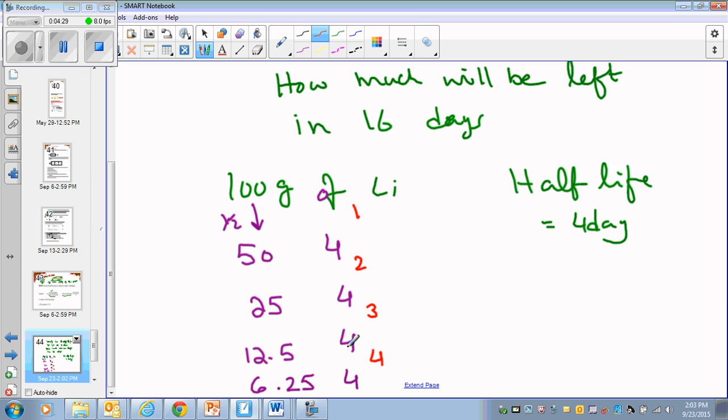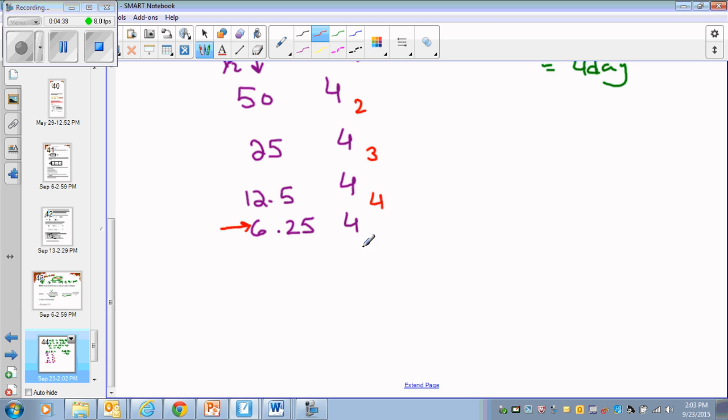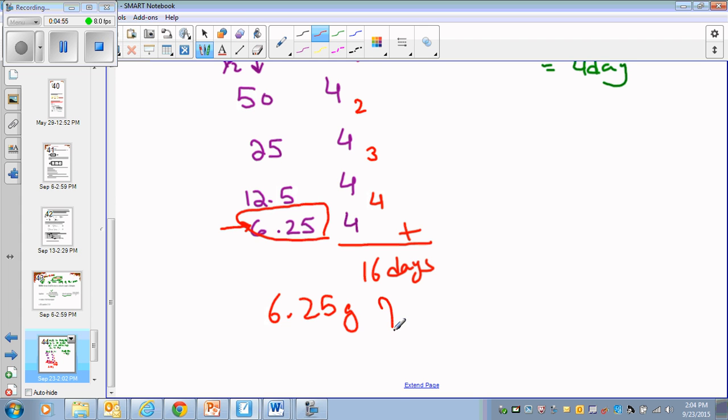The question may ask how much will be left after 4 half-lives? You will say after 4 half-lives it will be left 6.25 grams. Or the question may ask how much will be left after 16 days. So if you do the math here, it is 16 days, so the answer is that after 16 days, I will be left with 6.25 grams of lithium.